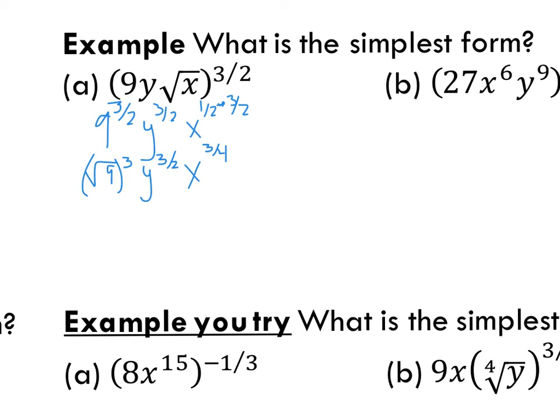Let's see, 3 cubed is 27. And then I'm going to change it back to radical form, so it'll be square root of y cubed, 4th root of x cubed. And I can simplify the square root of y cubed. So our final answer, 27y square root of y, 4th root of x to the 3rd.